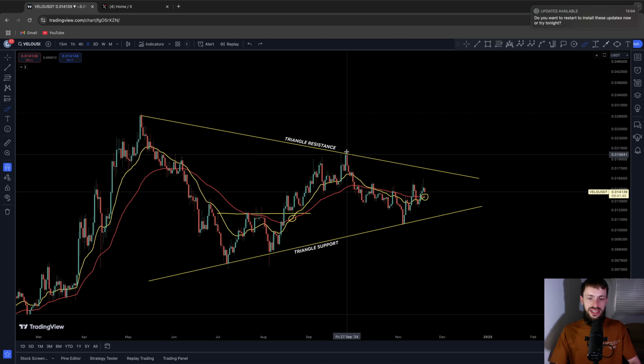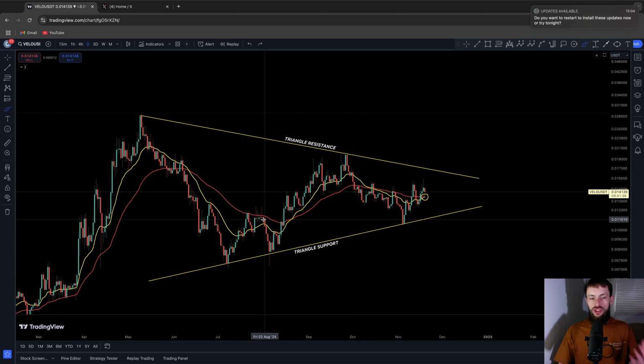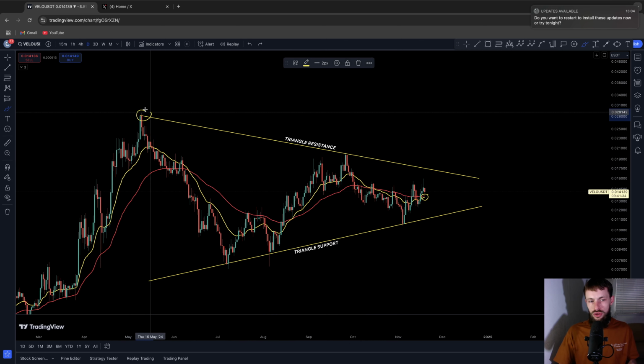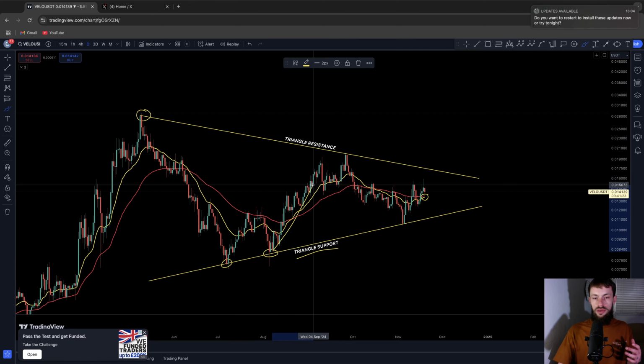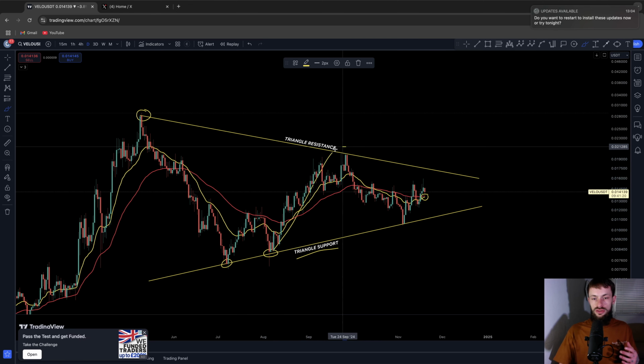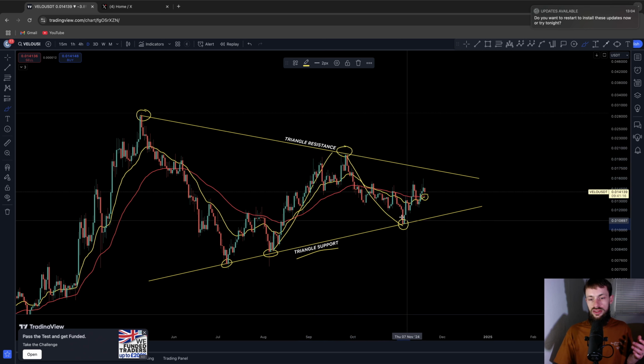So again, these are the sort of points of contact and the path and trajectory that's occurred for VELO to create this pattern. The 0.028 high was the first level of resistance. Coming back to our double bottom was the confirmation of triangle support. From that double bottom, we had the bullish cross and the rally up into resistance. And at that point from resistance, we've now had our last point of contact in this triangle on support, which was on the 5th of November.